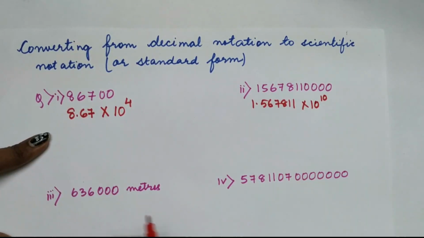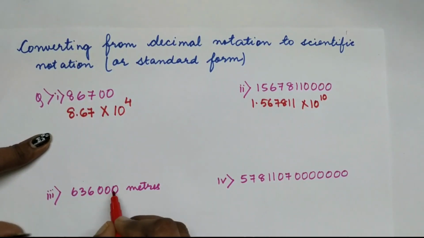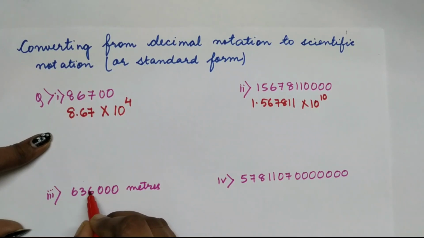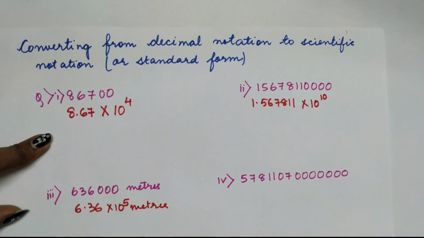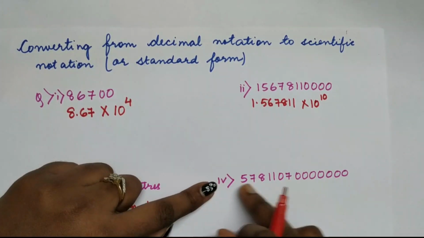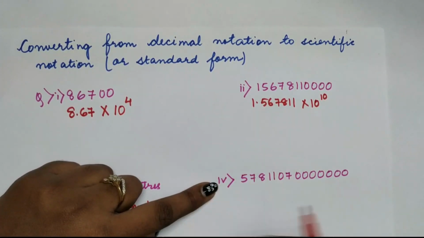Similarly, for your better understanding, let us try this question. So we have to move 1, 2, 3, 4, 5 times. So 6.36 into 10 to the power 5 meters. And then this is a very large number, so be careful when you are counting.